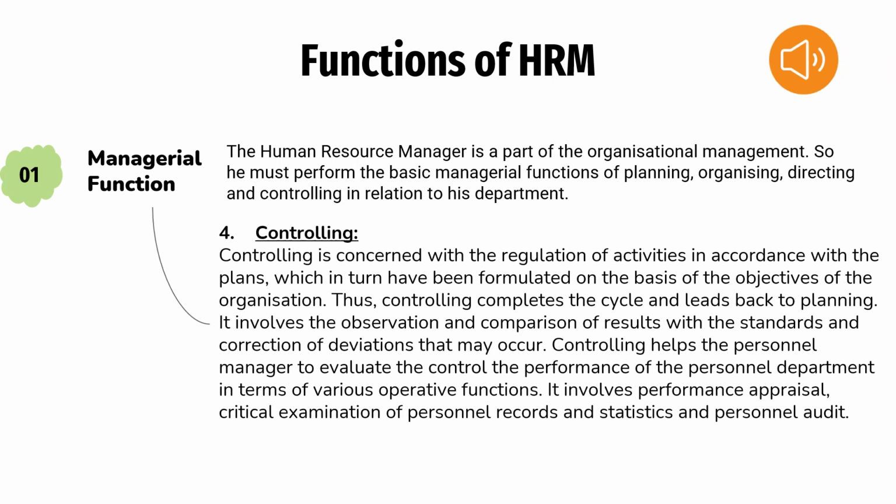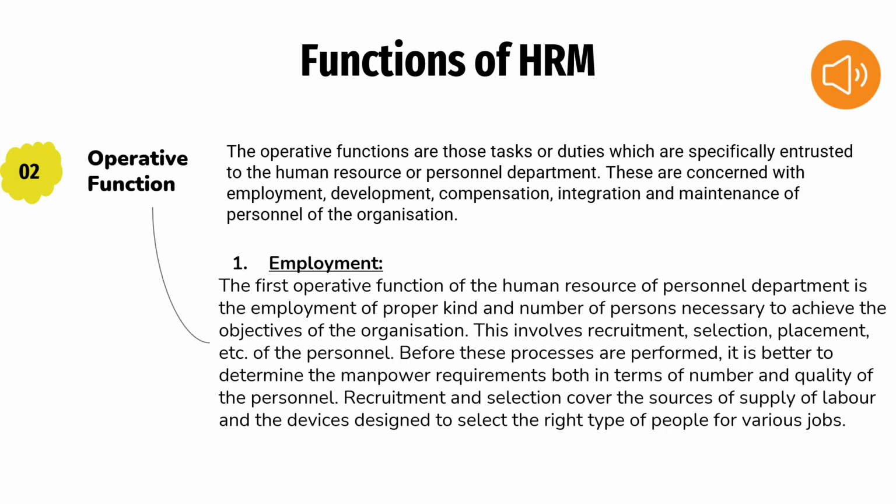We have the controlling managerial function, which involves the observation and comparison of results with the standard and correction of deviations that may occur. It involves performance appraisal, critical examination of personnel records and statistics, and the personnel audit. The next function of HRM is the operative function. It involves employment. It is concerned with procuring and employing people with the necessary knowledge, skills, and abilities. This involves job analysis, manpower planning, recruitment, selection, placement, induction, and internal mobility.